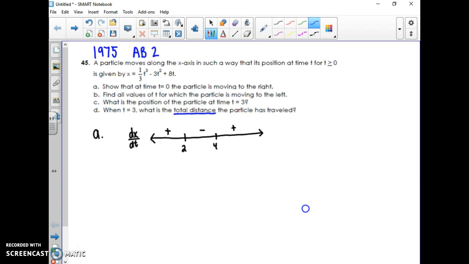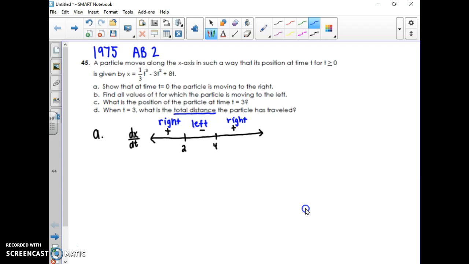times whenever the particle was moving to the right, or we could have for part A, you didn't have to. But we look at the sign of the derivative, and when we see that the derivative is positive, that means the particle is moving to the right. And when we see that it's negative, it means it's moving to the left. So what we see is this particle was moving to the right until it got to 2. Then at t equals 2, it switched to move to the left until t equals 4. And then from t equals 4 on, it is moving to the right again.